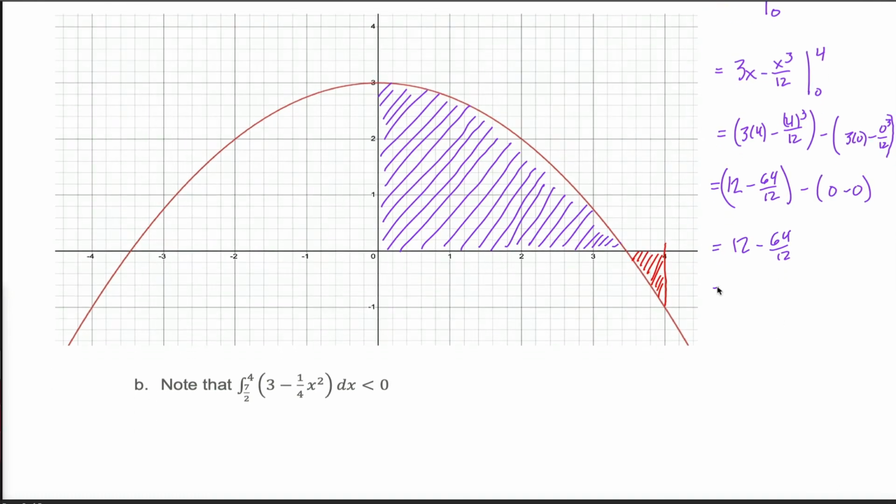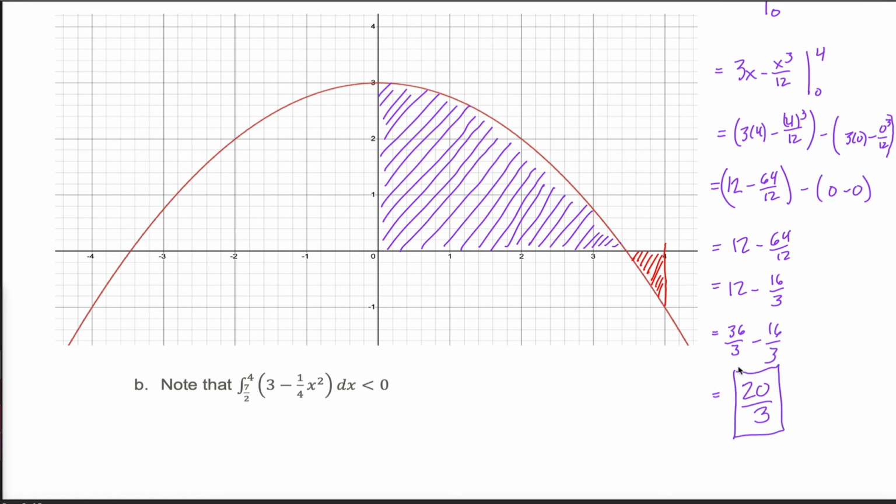What's 12 minus 64 over 12? Well, let's see. These are both divisible by 4, so I could make that 12 minus 16 over 3. And then if I wanted to subtract these, I could call this 36 over 3 minus 16 over 3. Whoa, that's 20 over 3.